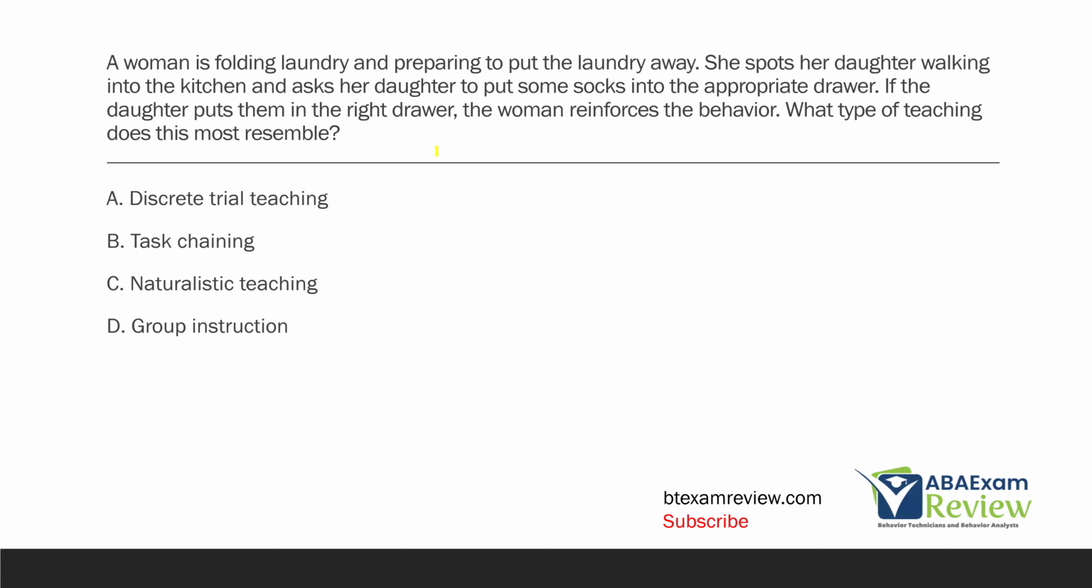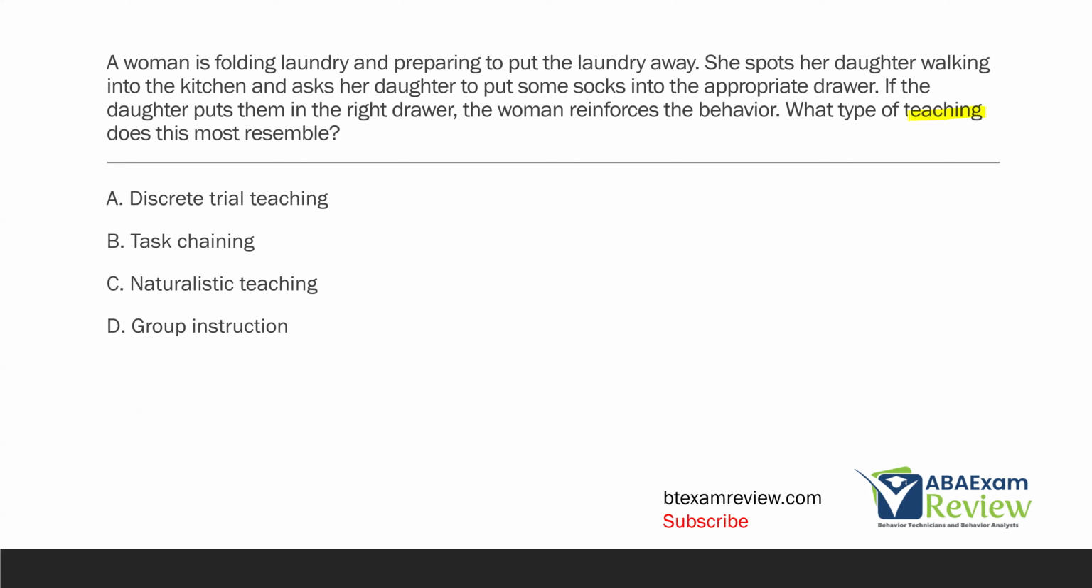A woman is folding laundry and preparing to put the laundry away. She spots her daughter walking into the kitchen and asks her daughter to put some socks into the appropriate drawer. If the daughter puts them in the right drawer, the woman reinforces the behavior. What type of teaching does this most resemble? So we have a teaching question.